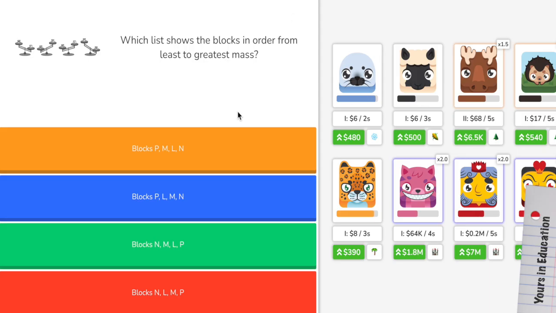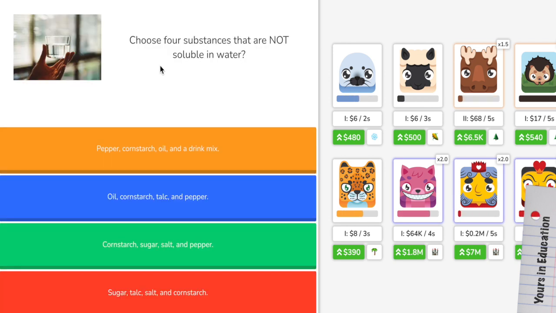Okay, so if you're doing this, you can make a little sketch using paper. And okay, so the lightest was P, and then the second lightest was M, and then L. Oh, there you go. Yes.